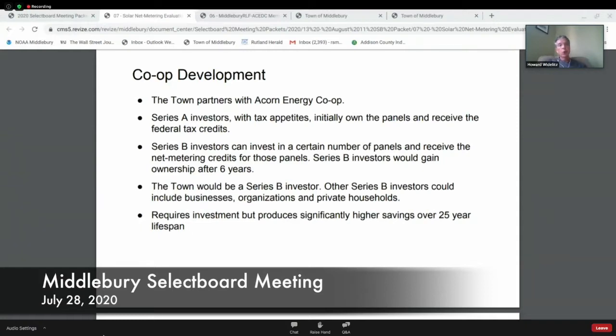And they own that array for the first 6 years. I guess, as Steve Meyer was pointing out, they would also get the benefit of depreciation of that array. And then there are Series B investors, of which the town would be one. Basically, we would be just buying a number of panels from the array and getting the benefit of whatever production comes from those panels. And there are estimates that you'll see on the next couple of slides.